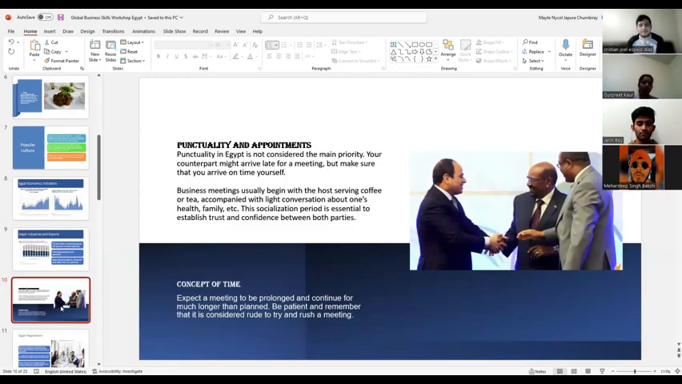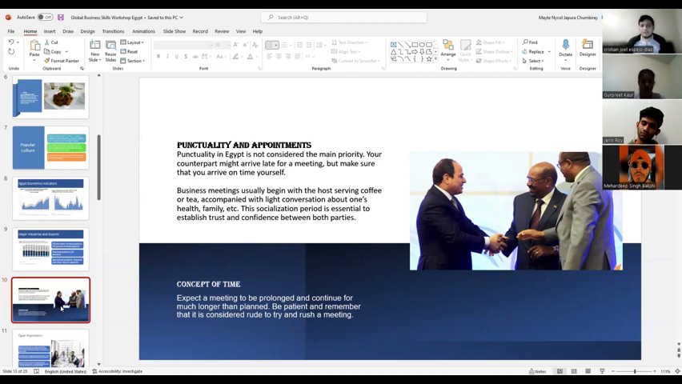Punctuality and appointments. In Egypt, punctuality is not considered the main priority, and meetings usually begin with the host serving coffee or tea. So it's a slow meeting with your Egyptian partner. It's slow because there is no fast solution or fast negotiation. You have to talk with your partner in light conversation about families, because they are family oriented.